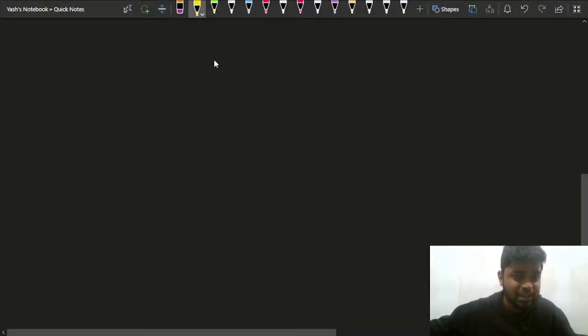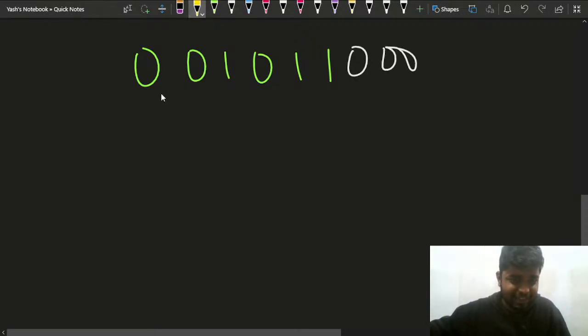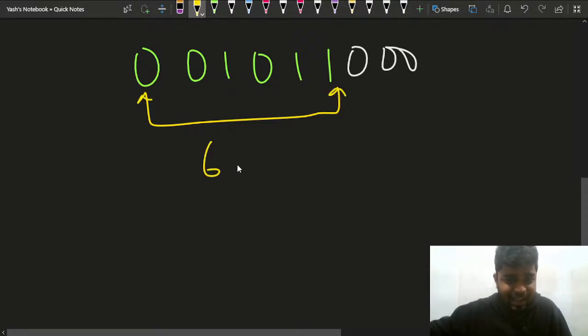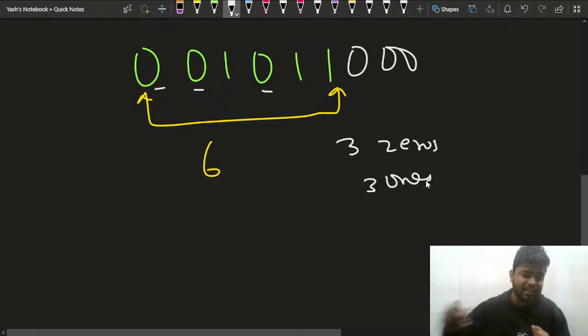So what does the question mean? The question means that if you have a subarray like this, let's say something like 0 1 1, and maybe you have some zeros, right? So in this you can see that this is the subarray which is of the longest length. Total length is 6, and it has equal number of zeros and ones. Like you can see there are 3 zeros and there are 3 ones, right? So this is the thing in this question.